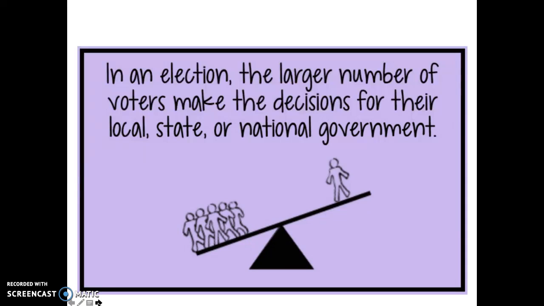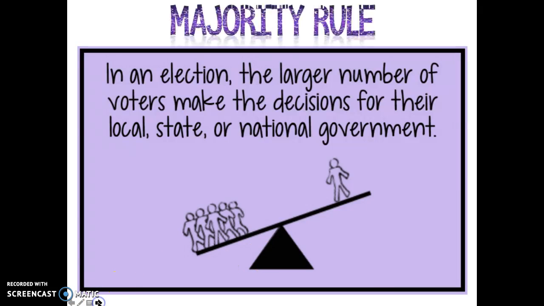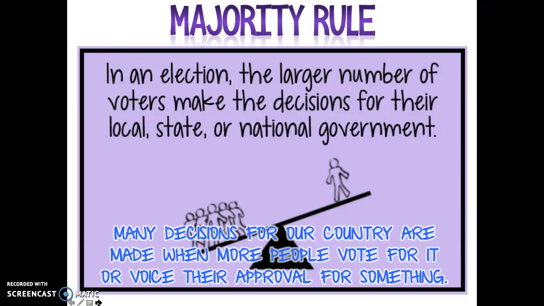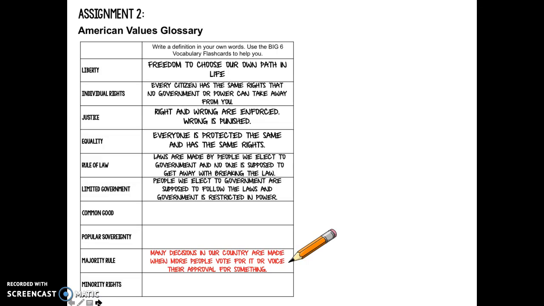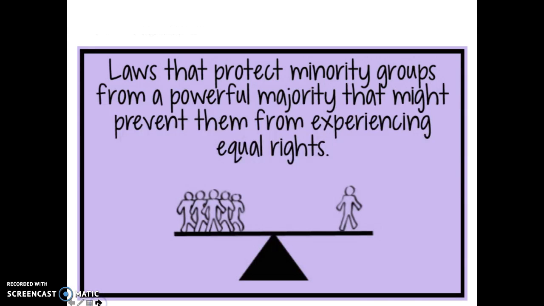In an election, the larger number of voters make the decision for their local, state, or national government. Okay, so the will of the majority overrides people who don't necessarily agree all the time. So that's majority rule. Many decisions for our country are made when more people vote for it or voice their approval for something. So put that answer, or put it in your own words, into the American Values Glossary Assignment 2.